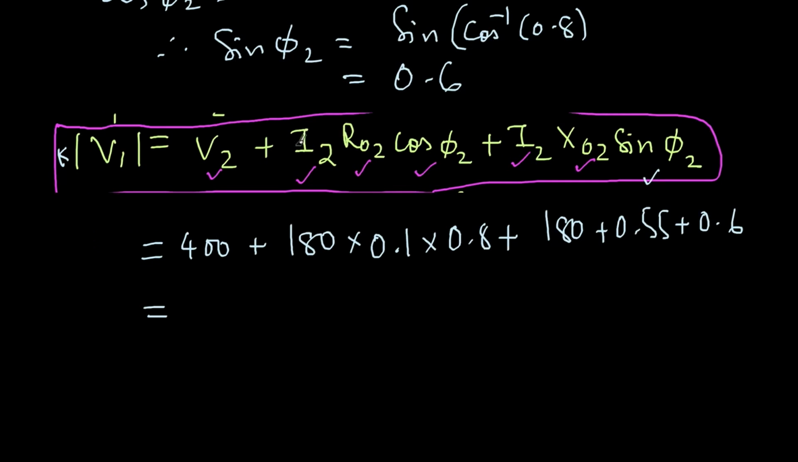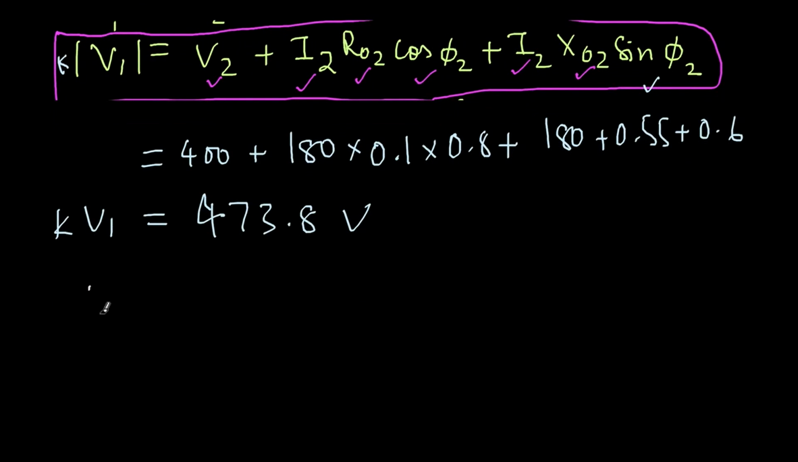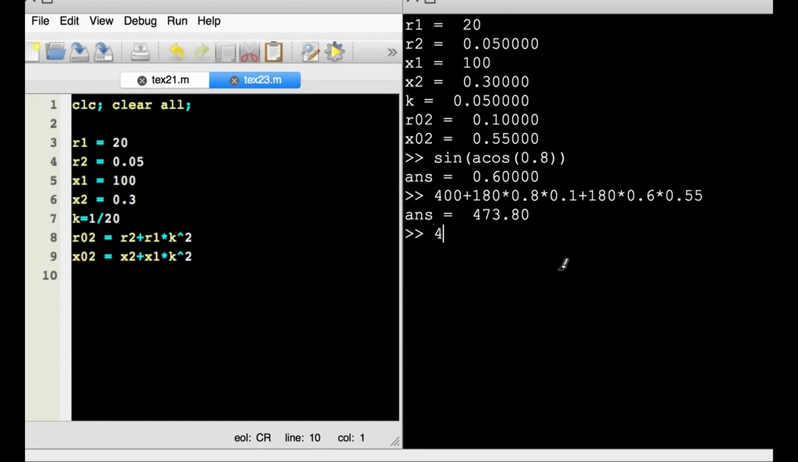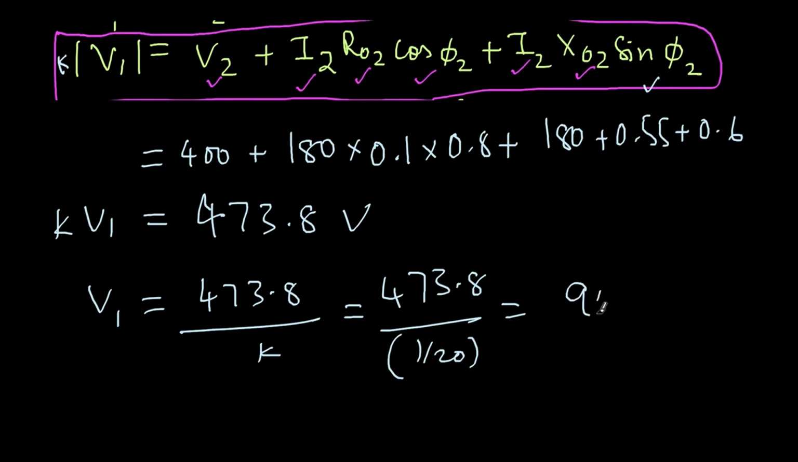So 473.8 volts is K into V1. Therefore V1 is 473.8 divided by K, so that is 473.8 divided by 1 by 20, which is nothing but 473.8 multiplied by 20. So I'm getting 9476 as the answer.